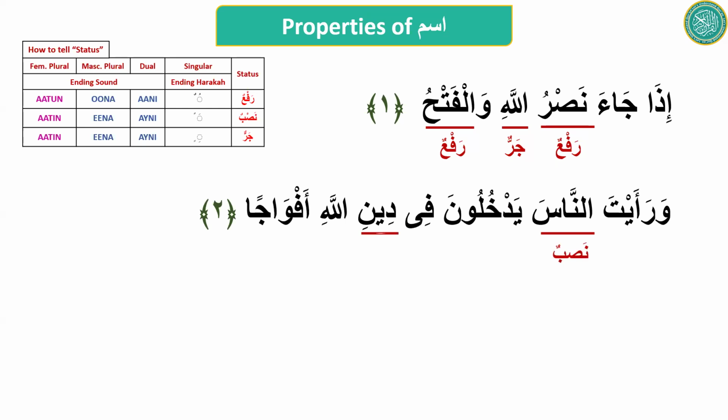How about Dini? Dini ends with Kasra, and that's Jar. How about Allahi? Allahi as well is Jar because it ends with a Kasra. How about the next one?